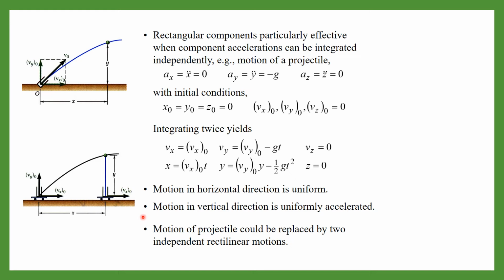And another situation where you will find these rectangular components very helpful is where the motion of a projectile can be replaced by two independent rectilinear motions. So suppose this is the projectile. You replace its motion by a horizontal motion and a vertical motion, meaning you treat the motion of the projectile in the horizontal as well as the vertical direction separately. In that case also, these rectangular components are very useful.